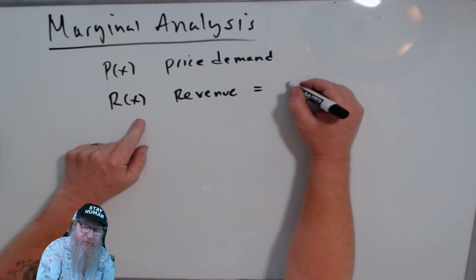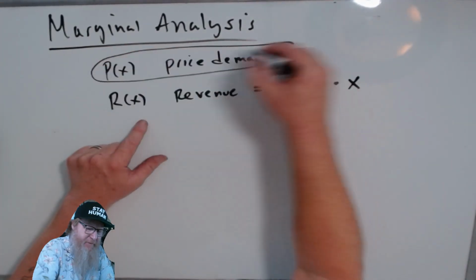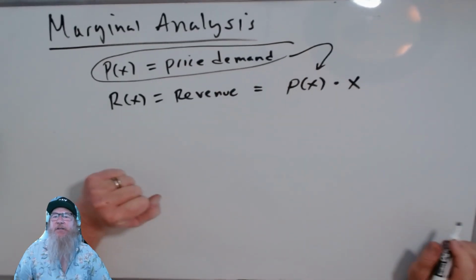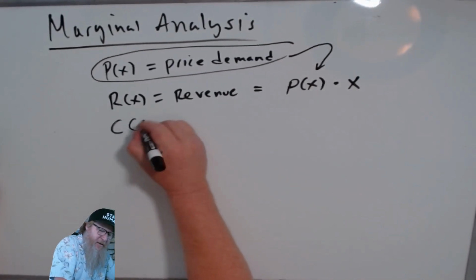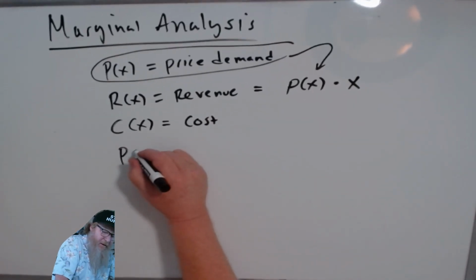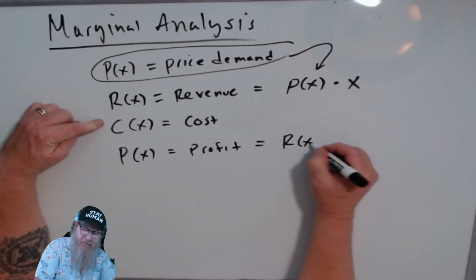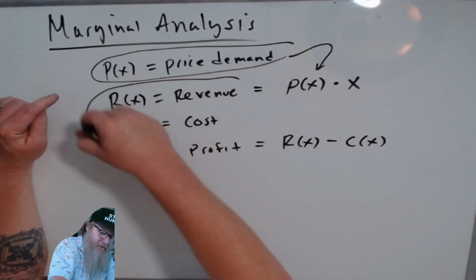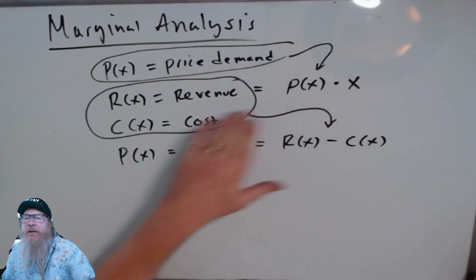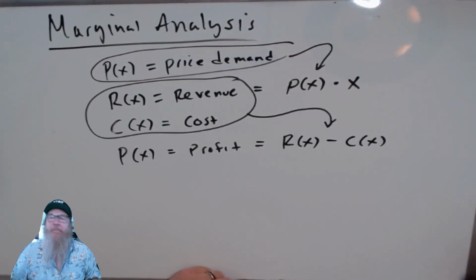Remember, revenue is equal to the price demand function multiplied by x. So if you have the price demand, you take that function, you multiply it by x, that gives you the revenue function. You have cost, and then you have profit. And remember, profit is revenue minus cost. All right, so price demand gives us revenue. Then when we have revenue and cost, the revenue minus the cost gives us the profit.